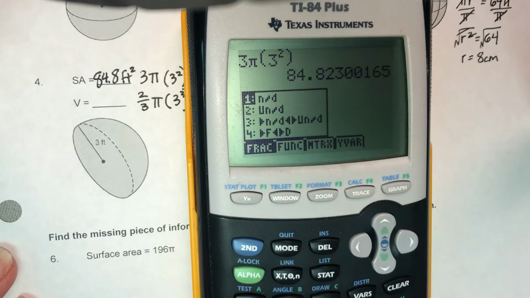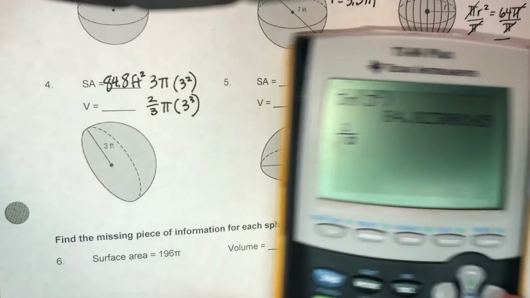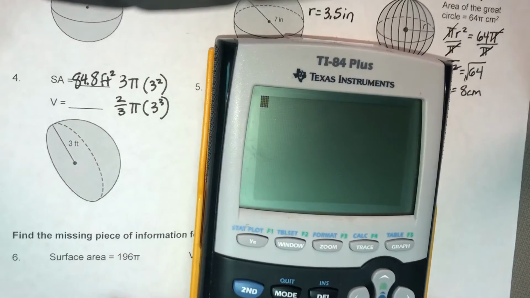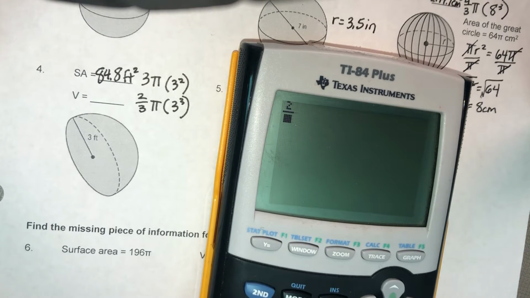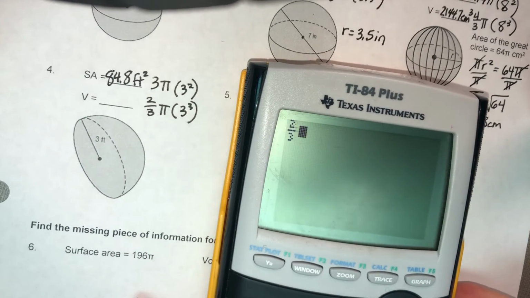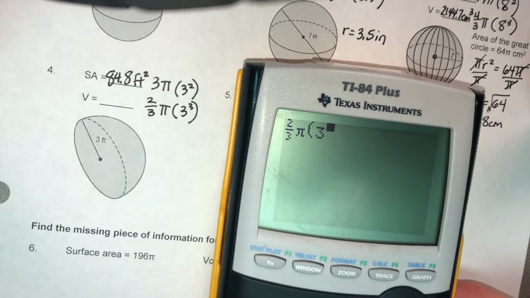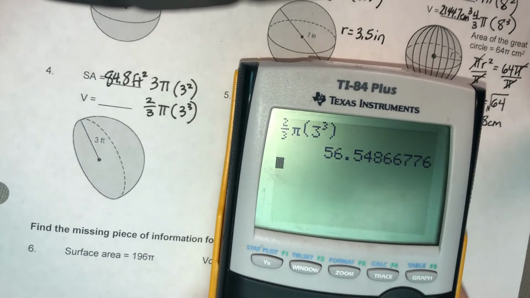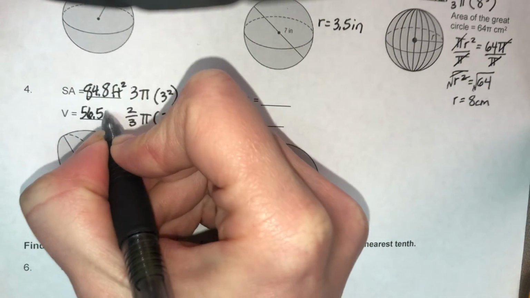So Alpha Y equals, number 1, 2/3 times pi times 3 to the 3rd power. So this is 56.5 is the volume. 56.5, and this is feet cubed.